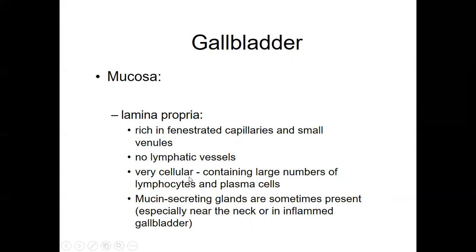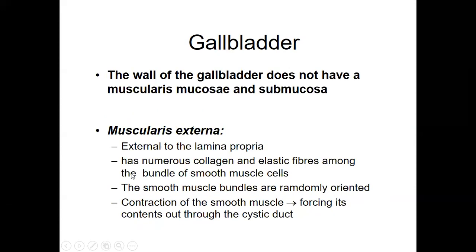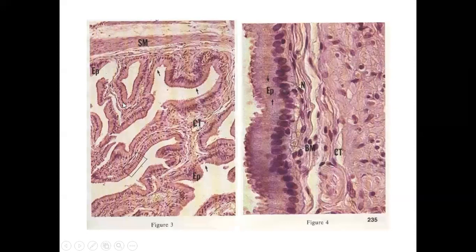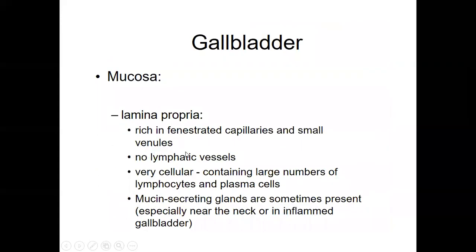Very cellular, containing a large number of lymphocytes. Just now I mentioned it contains a lot of lymphocytes and plasma cells. And there is a mucin secreting gland that is sometimes present, especially near the neck of the gallbladder or in an inflamed gallbladder. So this is the lamina propria. You can see here we have the connective tissue. So that is regarding the mucosal part.